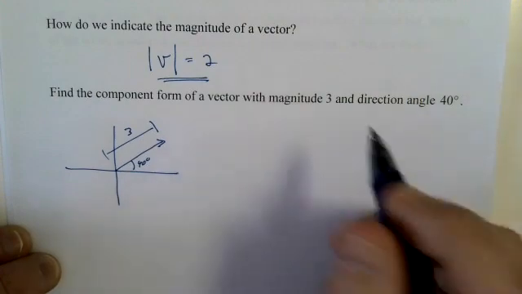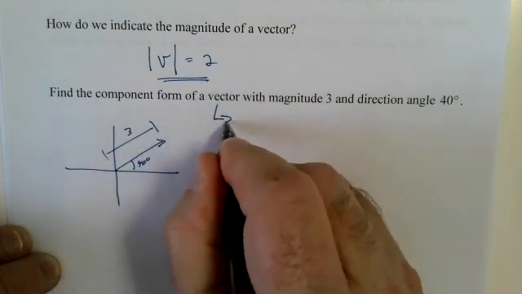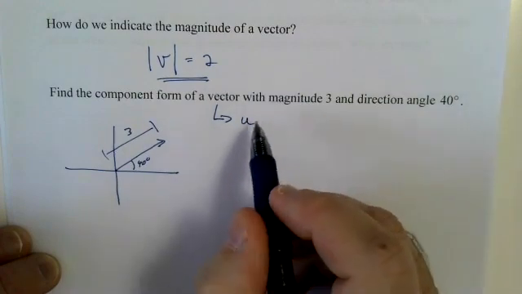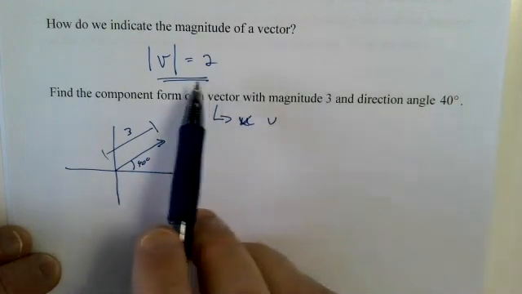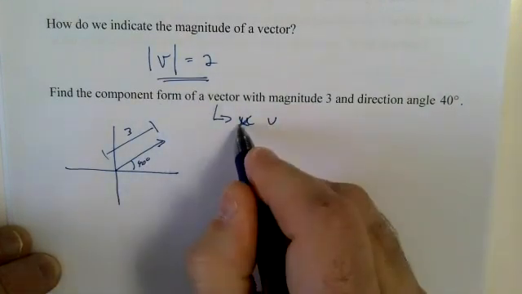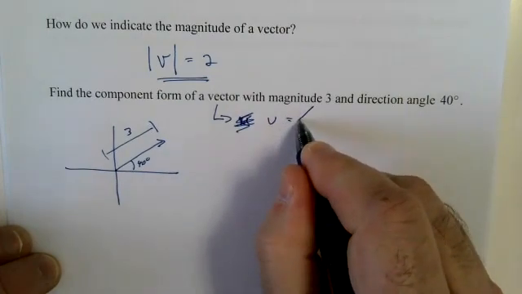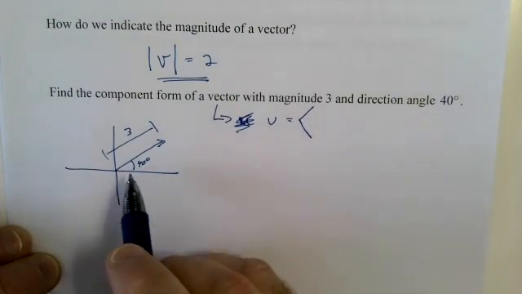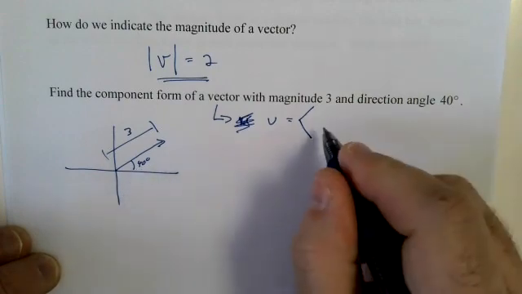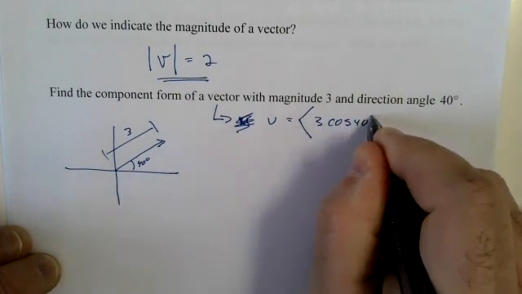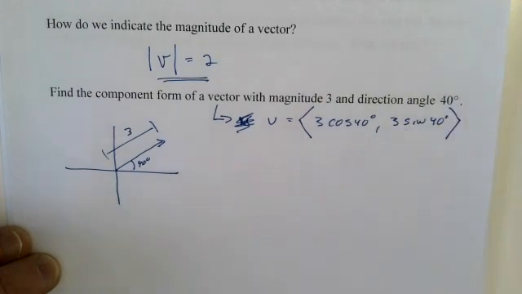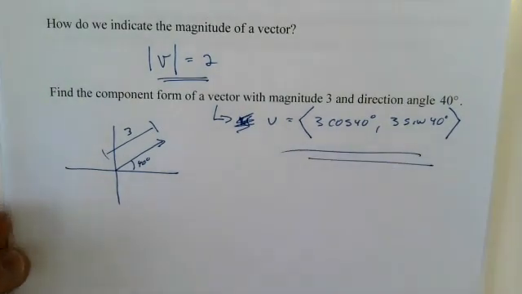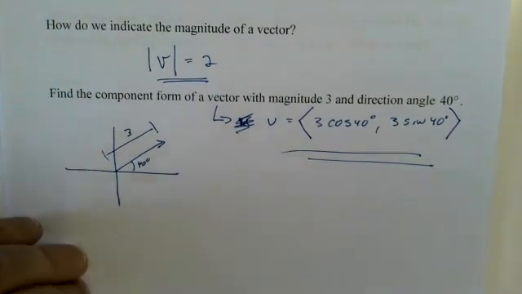What are we going to call this component form of a vector? We'll call it u, because v's got the tail and u does not. u equals, I'm not doing any math here, cosine of 40 is adjacent: 3 cosine of 40 degrees, 3 sine of 40 degrees. That's it, we're done. That's breaking it into component form. Just a little bit of simple trig.